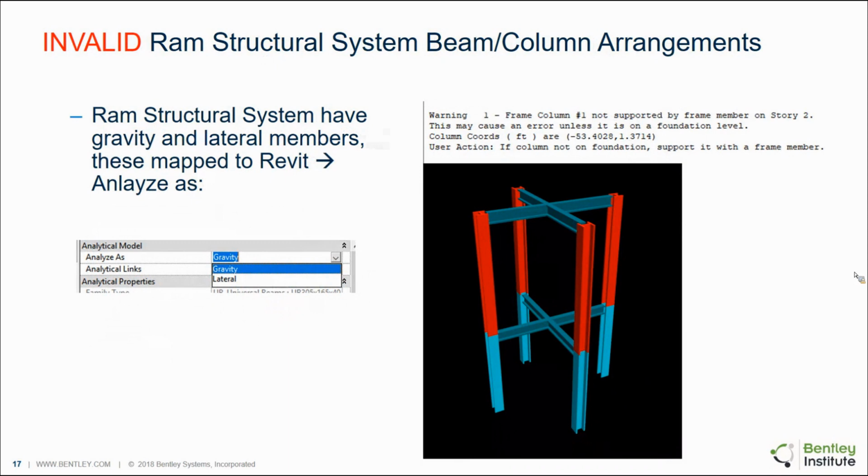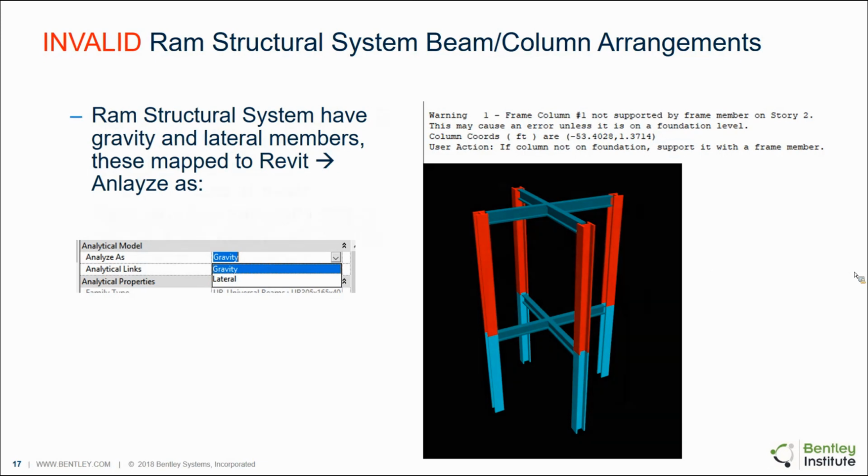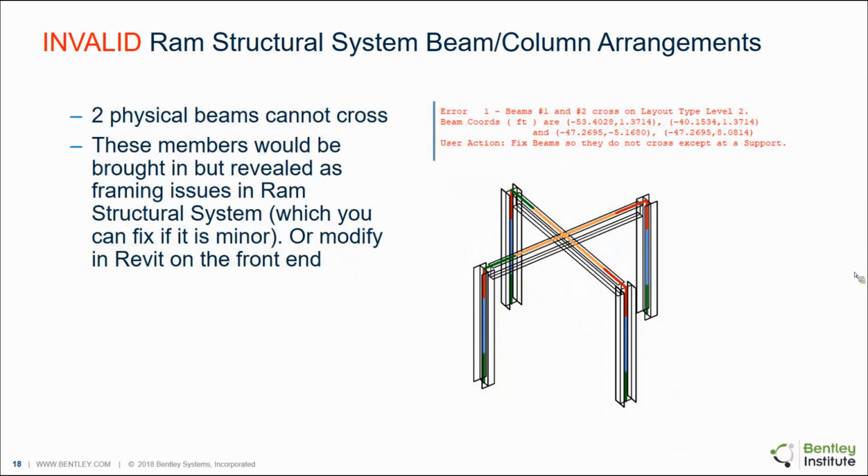Next, we have this example here. It comes into RAM Structural System okay, but cannot analyze. We get this warning, and the warning is pretty self-explanatory. In RAM Structural System, it matters a lot whether your members are gravity or lateral, so you want to set this correctly up front. In this case, we have lateral members on top of gravity, which will not do. So in Revit, under the Analyze As dropdown, you want to set that correctly up front.